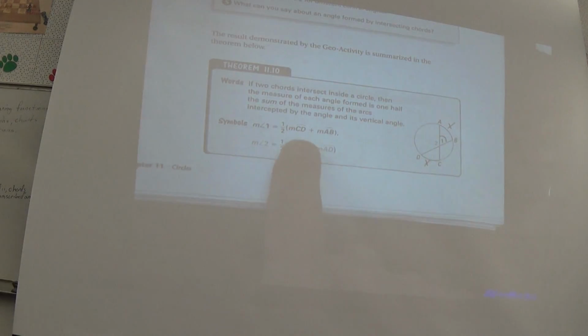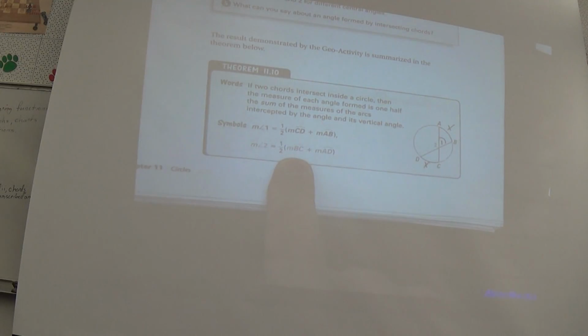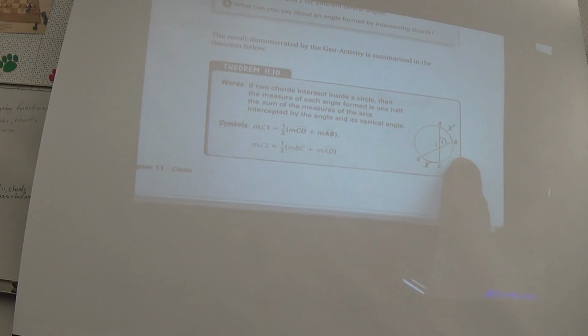So it works. So again, if you look at the measure of angle 2 now, the measure of angle 2 would be the measure of its arc, which is arc AD, plus the measure of its vertical angle's arc, which is arc BC, added together, divided by 2. Or multiplied by 1/2. That's the same as divided by 2.